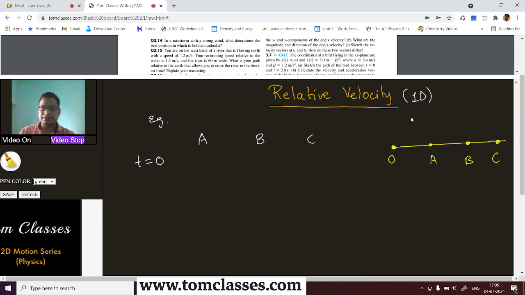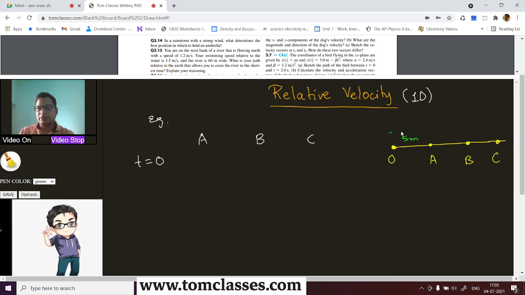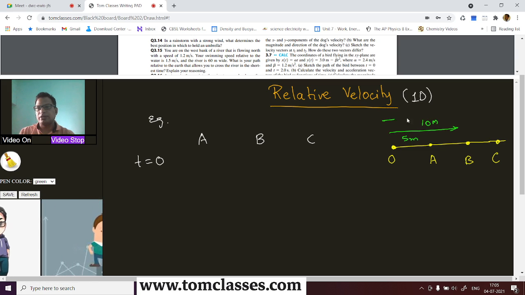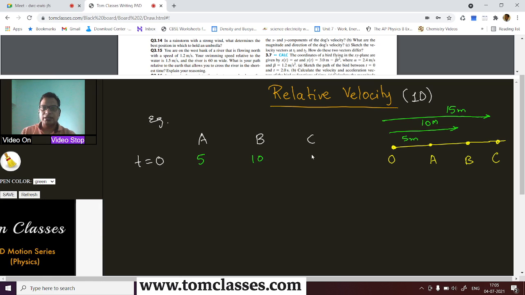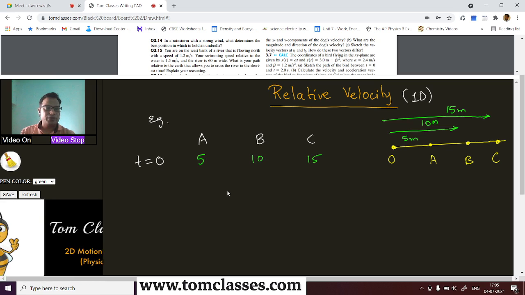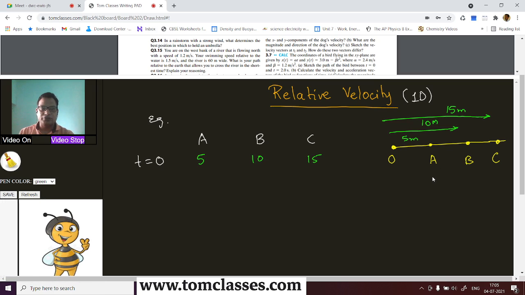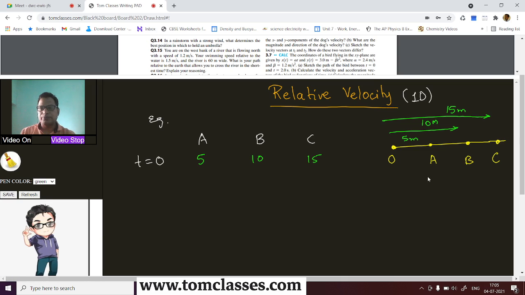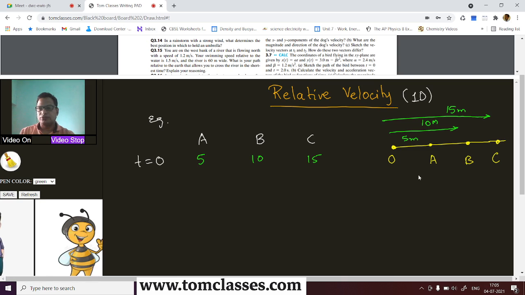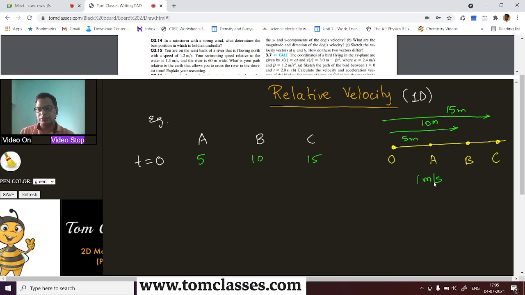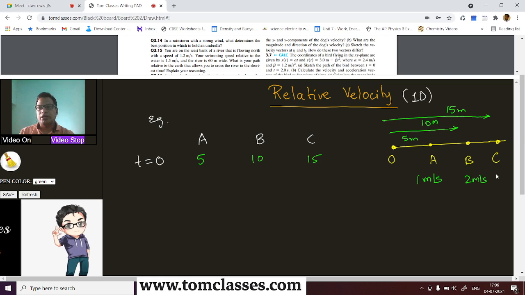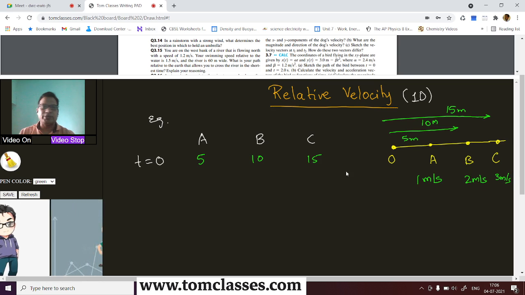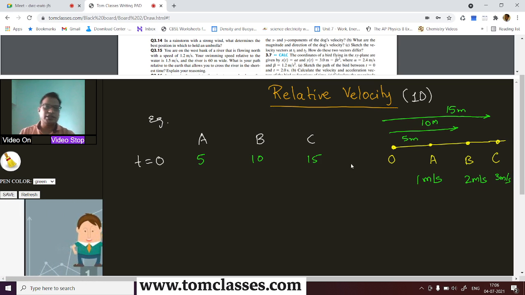So let's take these distances to be equal for a moment. Let me take this distance as 5 meters, from here it is 10 meters, and from here it is 15 meters, right? So the positions are given as 5, 10, and 15. And let me say that the velocity of this particular object is 1 meter per second, for this it is 2 meters per second, and for this it is 3 meters per second. So let these be the velocities of the three particles.